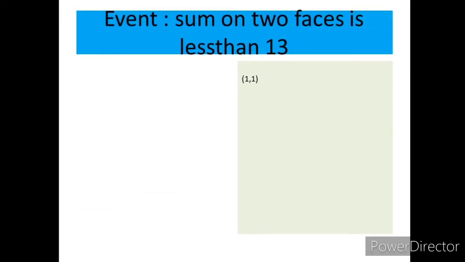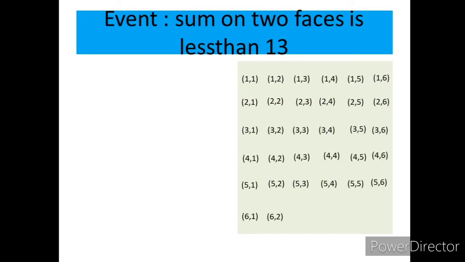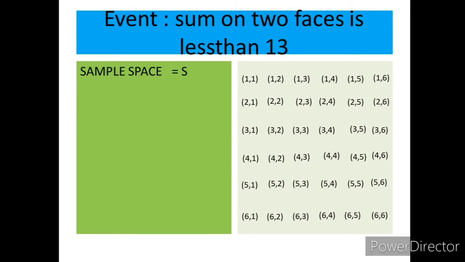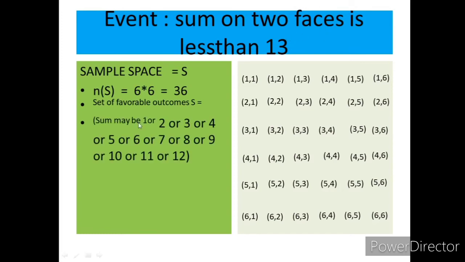Here, the sum on two faces is less than 13. So less than 13 means you may get 1, 2, 3, 4, 5, up to 12, isn't it? Write down the sample space and n of S. Here, which are favorable outcomes? Sum is less than 13 means you have to take the outcomes whose sum is 2, the outcomes whose sum is 3, or the outcomes whose sum is 8. You have to take all these sums. Here the maximum is 6 plus 6. Therefore 12 is the maximum sum among these 36.